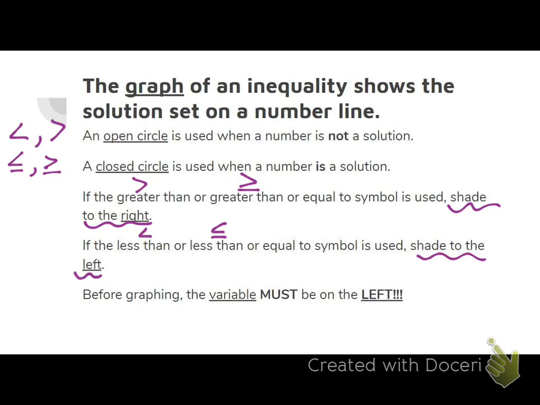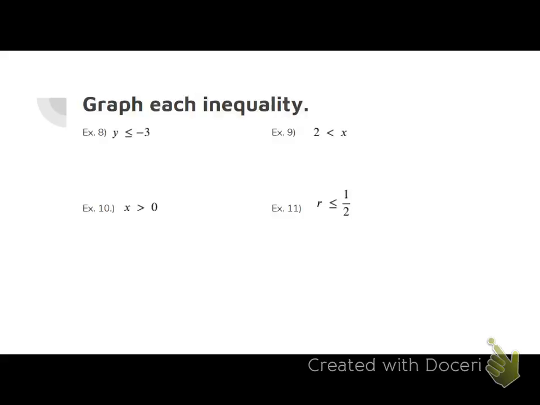Okay, and it is important to know that last part. I would definitely write that down. Before graphing, the variable must be on the left. We can shorten a lot of this slide down with symbols, but you need that last line for sure. The variable needs to be on the left. So on these examples, we are going to be graphing each inequality.